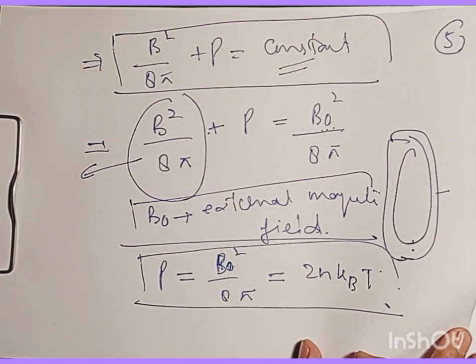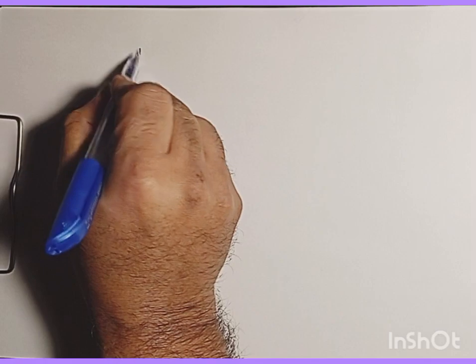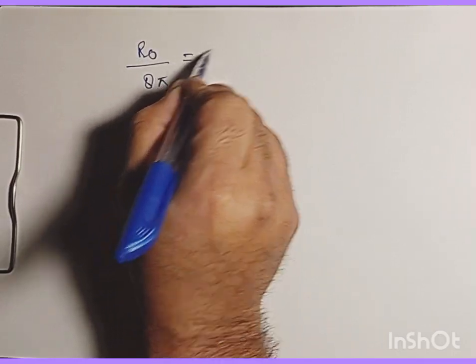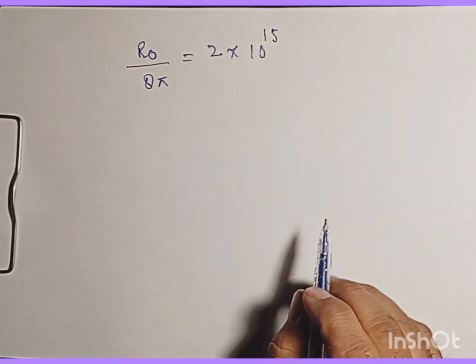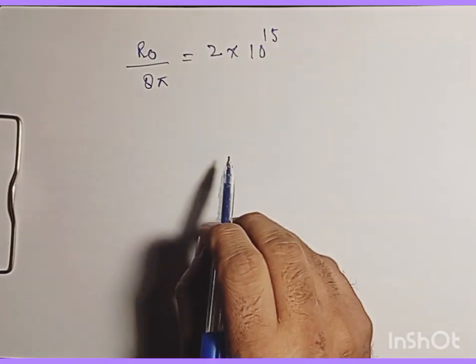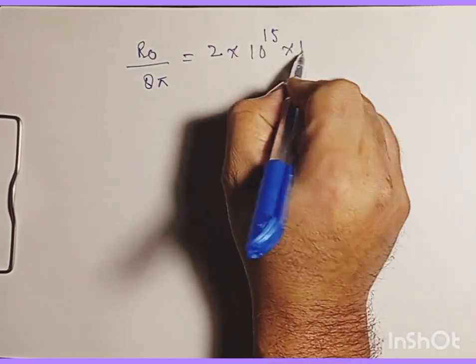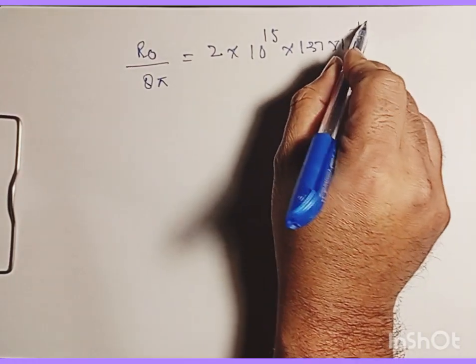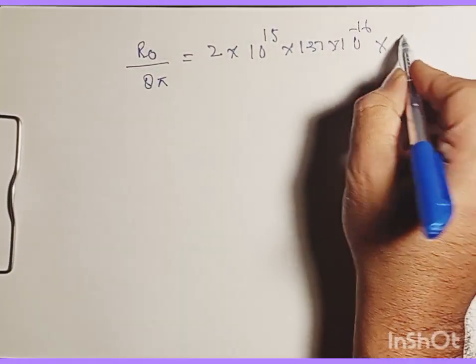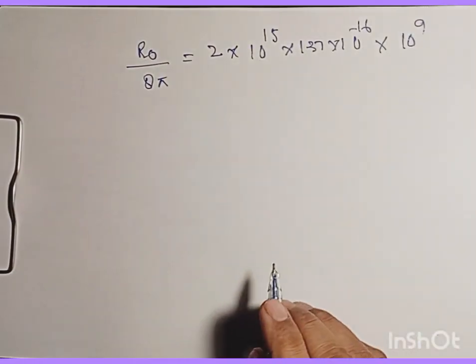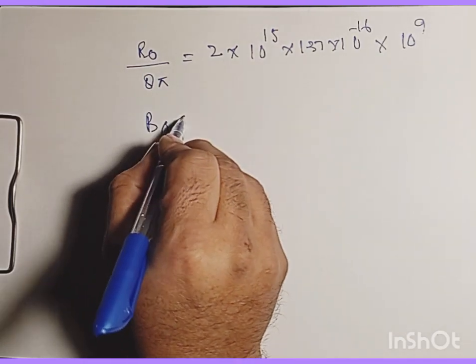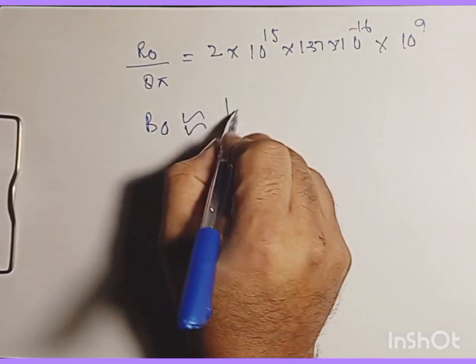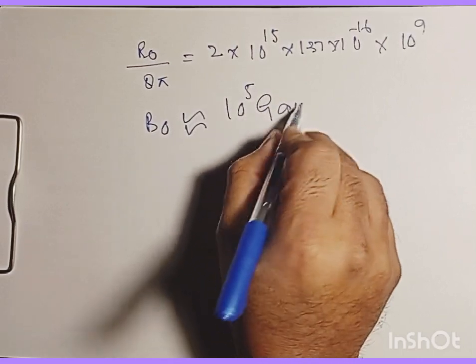So what we have is B naught square by 8 pi is 2n kB T, where n is of the order of 10 to the power of 15 particles per cubic centimeter. It's the density of ions and electrons. And kB is the Boltzmann constant, 1.37 times 10 to the power of minus 16. And the temperature is of the order of 10 to the power of 9 Kelvin. So from here we can calculate this B naught. This B naught nearly comes out to be equal to 10 to the power of 5 Gauss.